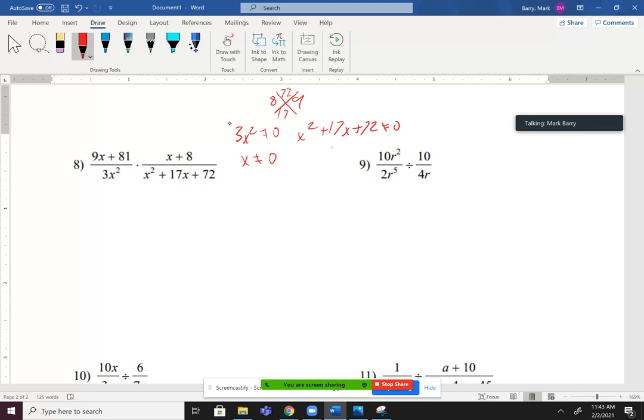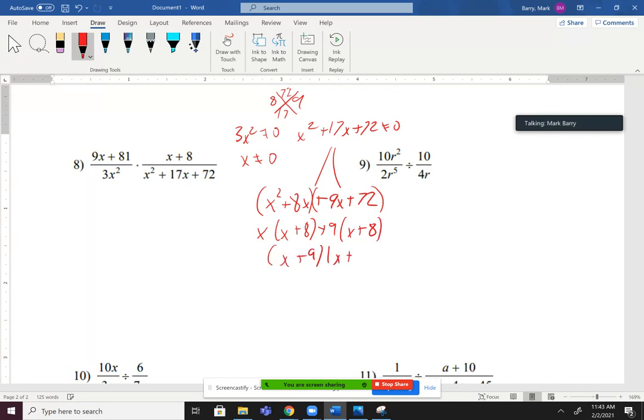So now I'll rewrite this: x squared plus 8x plus 9x plus 72. And then we'll do the grouping. First group, I can take out an x. Second group, I can take out a 9.